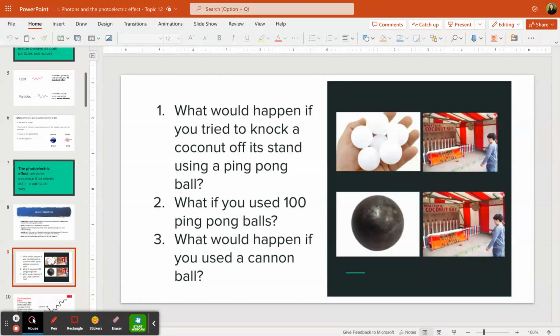So if you understand the concept of a coconut shy, you'll now be able to think about the analogy. Question one is, what would happen if you tried to knock a coconut off its stand just using a ping pong ball? My second question is, what would happen if you used 100 of those ping pong balls? And my third question is, if you used a cannonball, what would happen? You should hopefully understand that if I try to knock a coconut off a stand with a ping pong ball, it's never going to get knocked off. It wouldn't matter if I used 100 either. If I threw 100 of them at the coconut, they're still too light and the coconut's not going to get knocked off. It's only with the cannonball that the coconut will get knocked off.